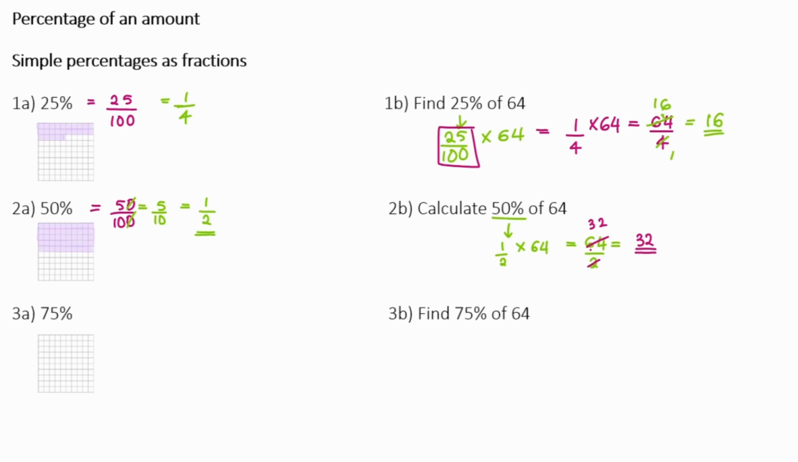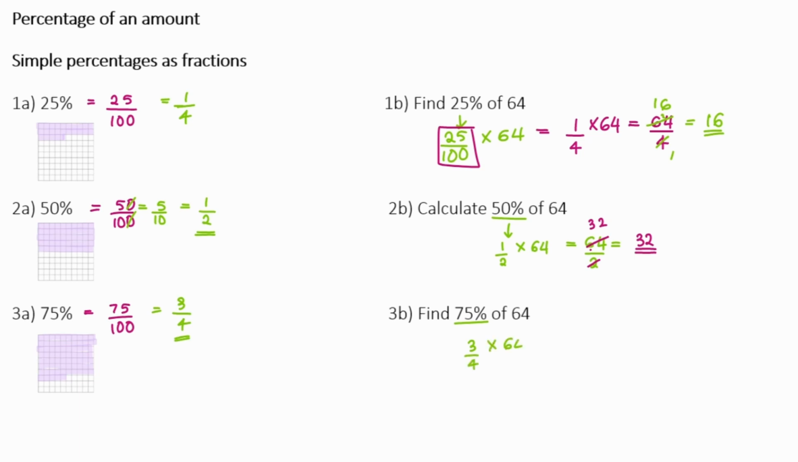For 3a, if I want to write 75% as a fraction, I could write this as 75 over 100, which means that 75 boxes out of 100 are shaded. If I simplify this with 25, 75 divided by 25 is 3, and 100 divided by 25 is 4. So 75% is equivalent to 3/4. Now, if I ever want to find 75% of a number using the multiplication method, I could write 75% as 3/4 and multiply it by the number.